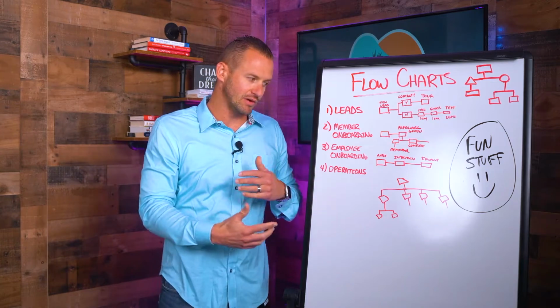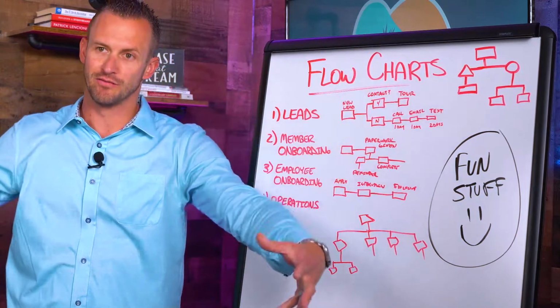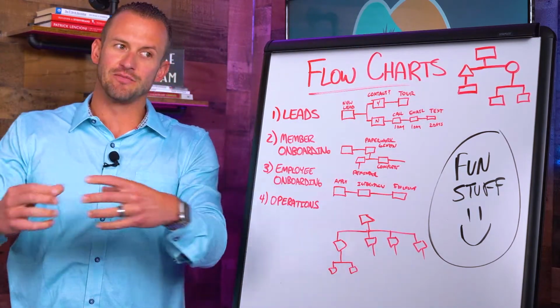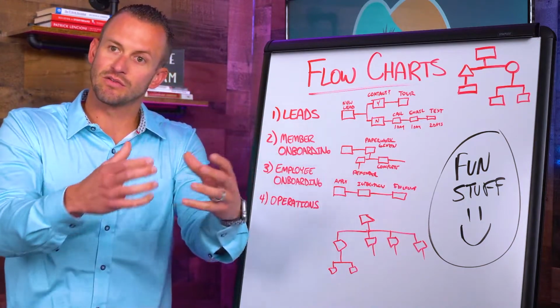And same with operations, right? You're gonna create a diagram, kind of a flow chart for the decision tree, right? So you have your administrator, and then you might have someone that's in charge of the leads and the tours and those types of things, or is that person you?